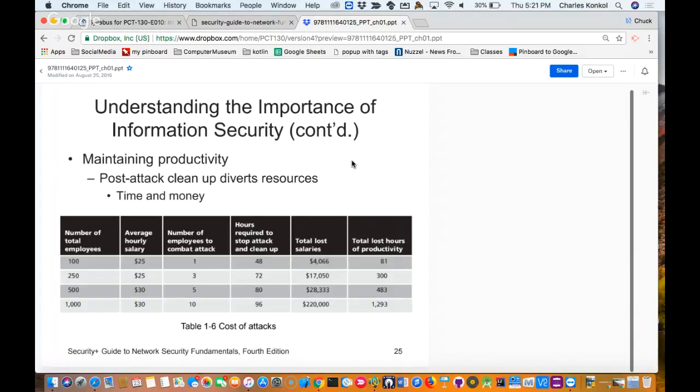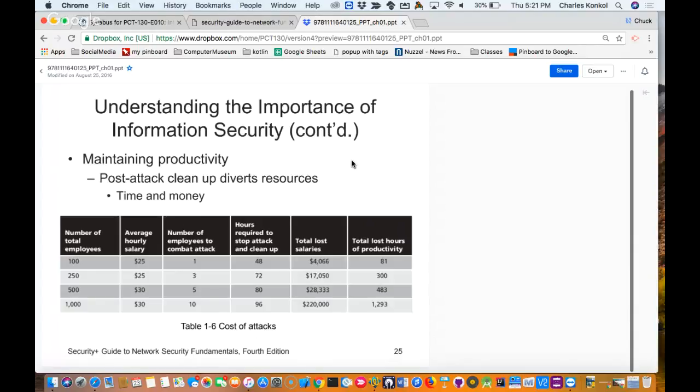So here's the basic understanding of the importance of information security. Post-attack cleanups, time and money is important. Bottom line stuff. Number of employees, 100. Average salary, $25 an hour. Number of employees to combat an attack, 1. Hours required to stop and clean it up, 48. Total lost salaries, $4 grand. Lost productivity, 81 hours. Not too bad. But let's look at the bottom one here.